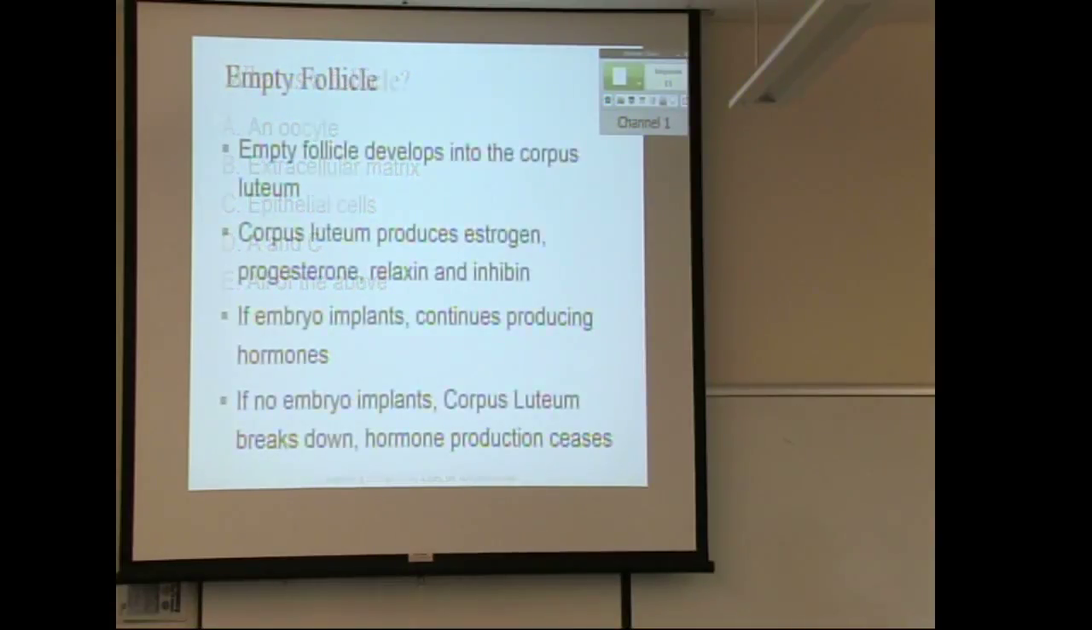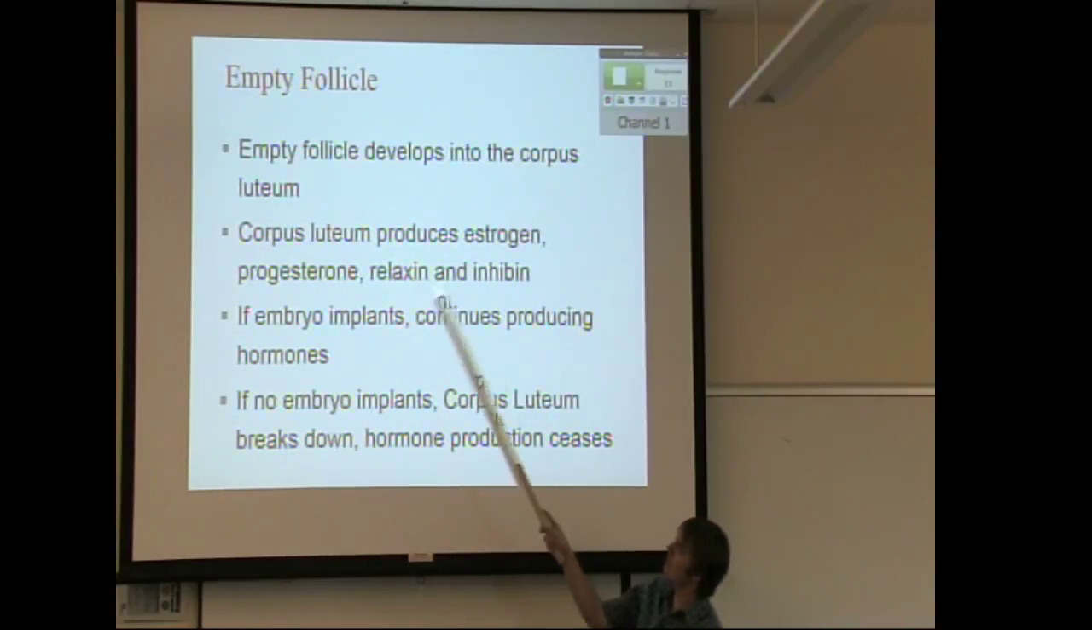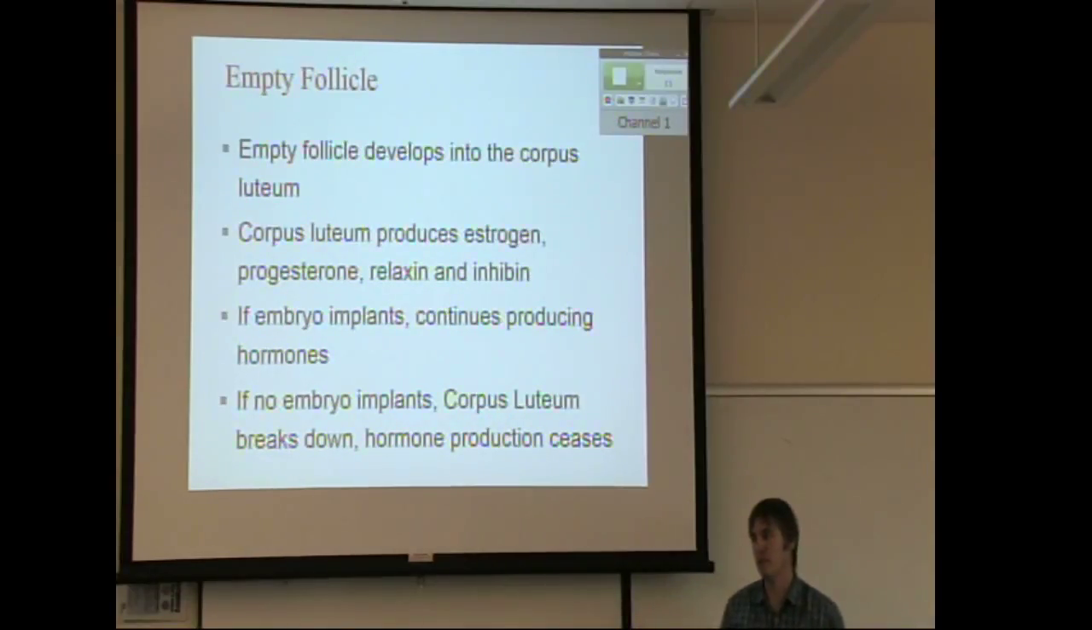So, all right. Something very important happens to the empty follicle. It doesn't just totally go away. It still has an important function to do, and it turns into the corpus luteum. And that's a structure that makes a whole lot of hormones. So it makes high levels of estrogen, progesterone, relaxin, and inhibin as well.